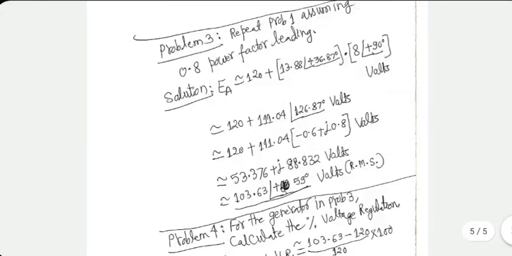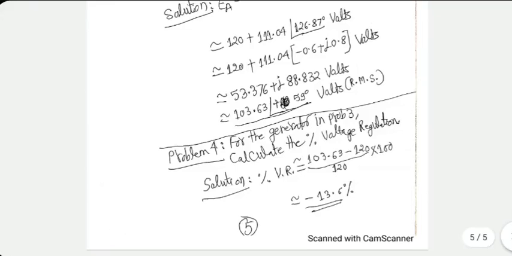I hope you can tackle problem 3 yourself after I send you the document. But problem 4 is even more interesting. For the generator in problem 3, calculate the percentage voltage regulation. Now no load voltage is lower than full load voltage. This is a very interesting phenomenon for AC generators. That open circuit voltage may be lower than full load voltage. We are talking magnitudes, of course. This happens in real life. So voltage regulation now is minus something.